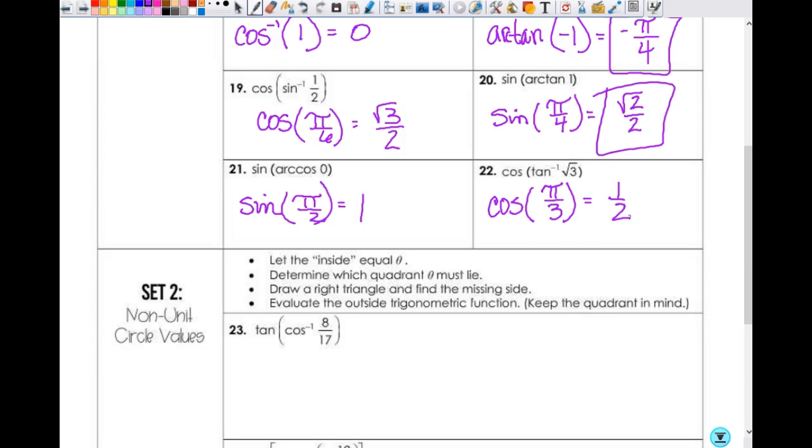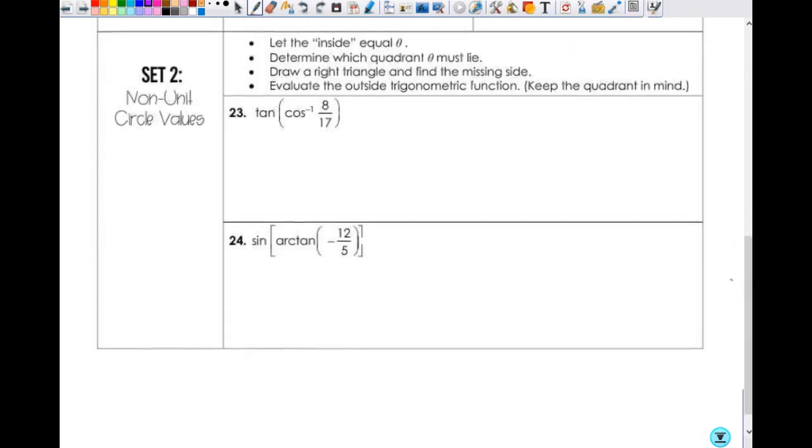Okay? All right. Now, let's look at what happens when they're mixed and we don't know what the cosine inverse of 8 over 17 is. Neither do you. It's all fine. So it says you let the inside equal theta, determine which quadrant it must lie in, draw a right triangle to find the missing side. Okay, so if I have the cosine inverse of 8 over 17 and the cosine is positive, what quadrant am I in? First. Okay, so cosine is positive in the first and fourth, but when I'm taking the inverse, I'm only restricted to first and second, so it has to be the first.